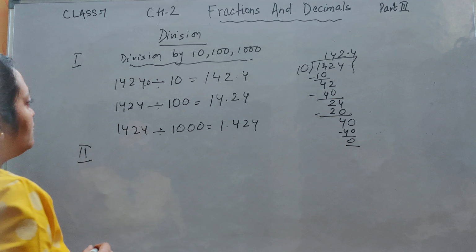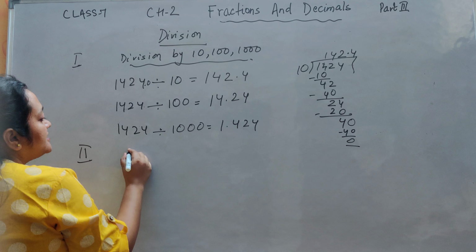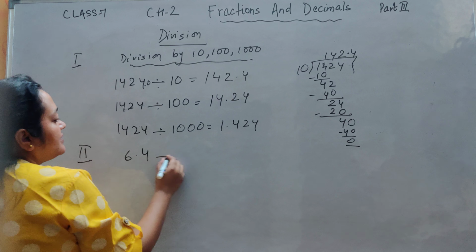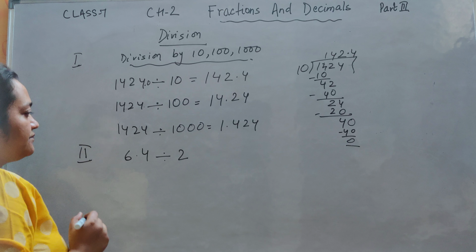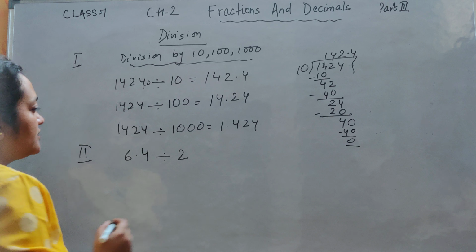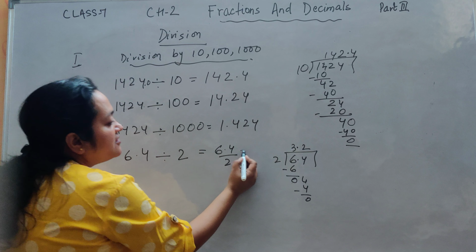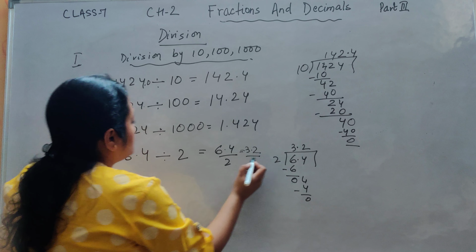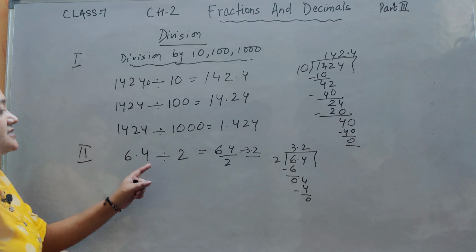So now let's see what we will get if I divide 6.4 by 2. Now if we divide 6.4 by 2, what do we get? 2 threes are 6, then the decimal will come over here, 2 twos are 4. So that means we will get 3.2 by dividing 6.4 by 2.